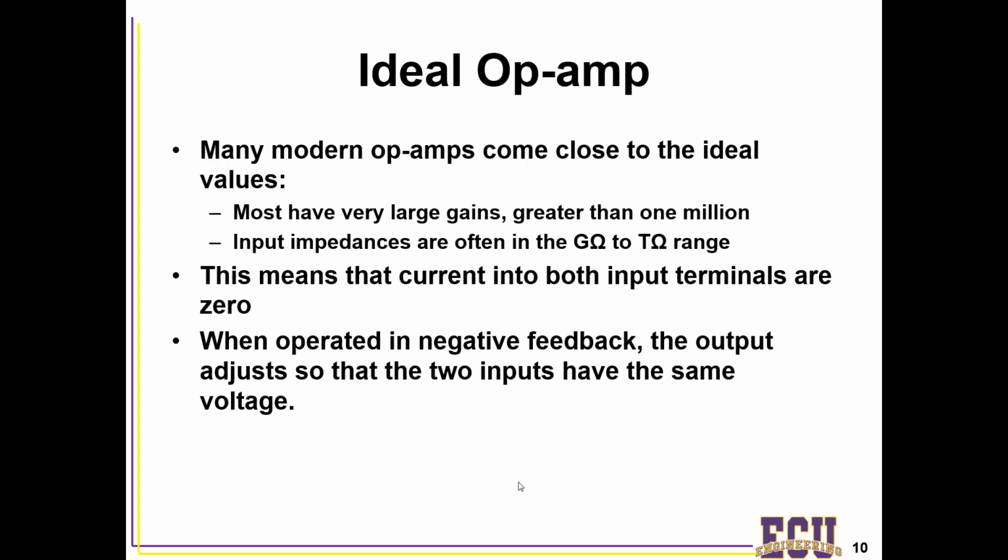Modern day op amps come pretty close to the ideal. They have very large gains, typically greater than 1 million. They have output and input impedances that do match the ideal. You can have input impedances that are often in the giga-ohm or tera-ohm range. That means that things are behaving more and more closely to the ideal, even in the real world. We're going to work with some real-world op amps in the lab, and so you'll be able to see how closely these things behave to the ideal. And when operated in negative feedback, the output adjusts so that the two inputs have the same voltage. That's what helps us to stabilize our output there.